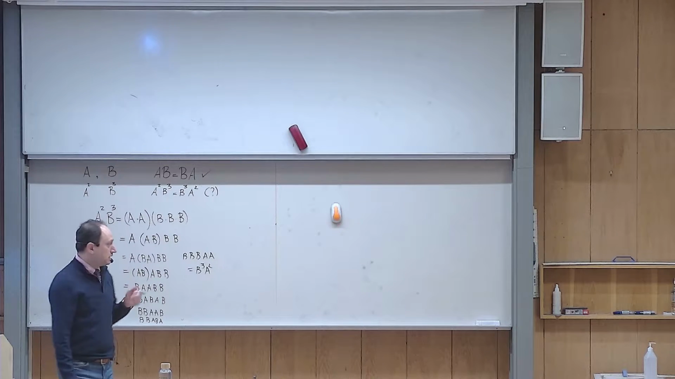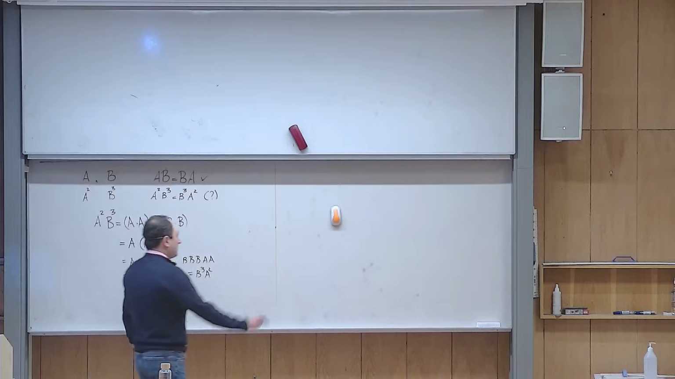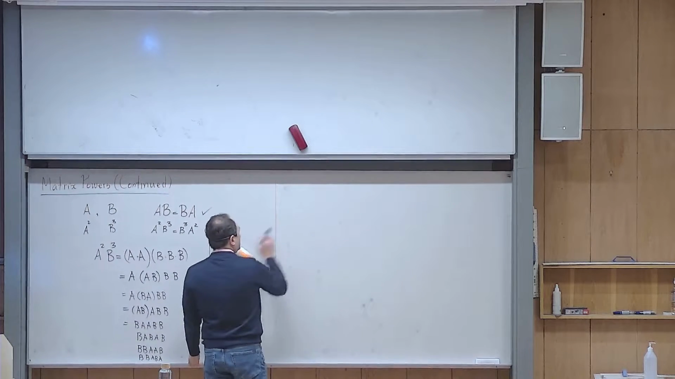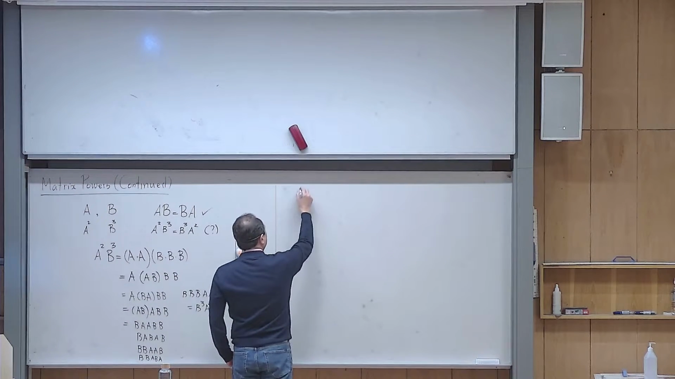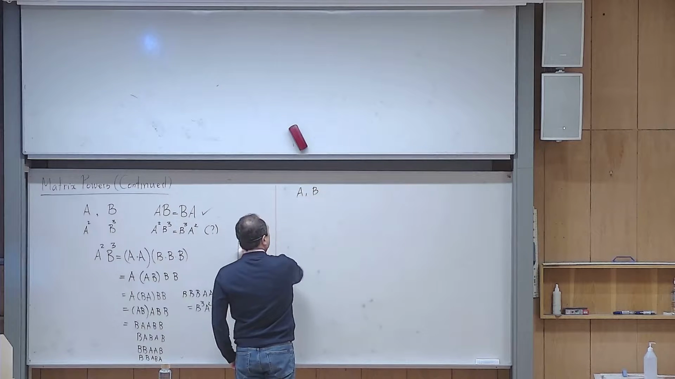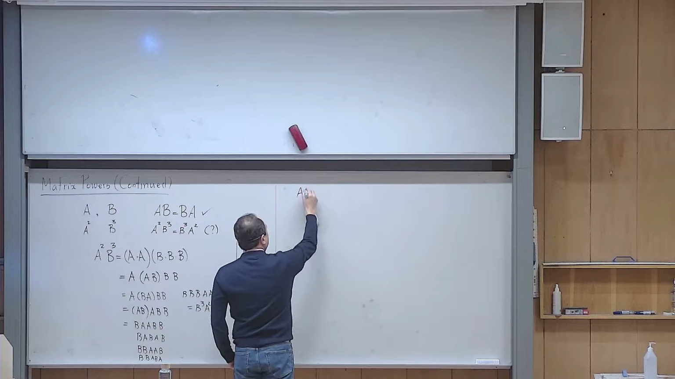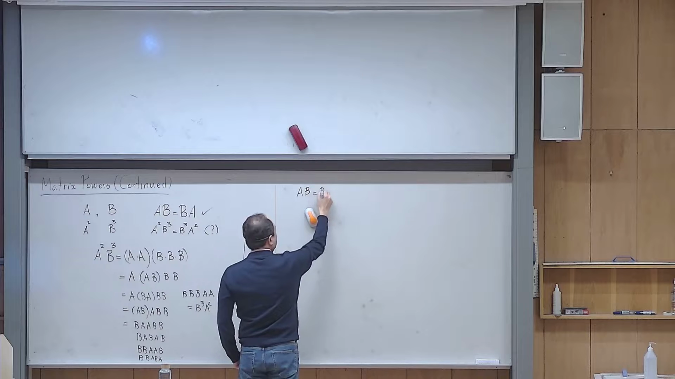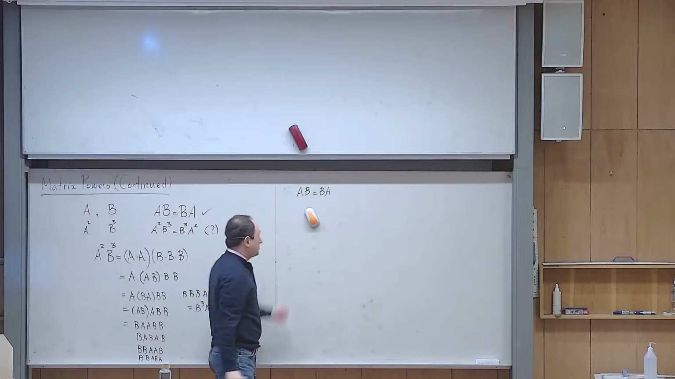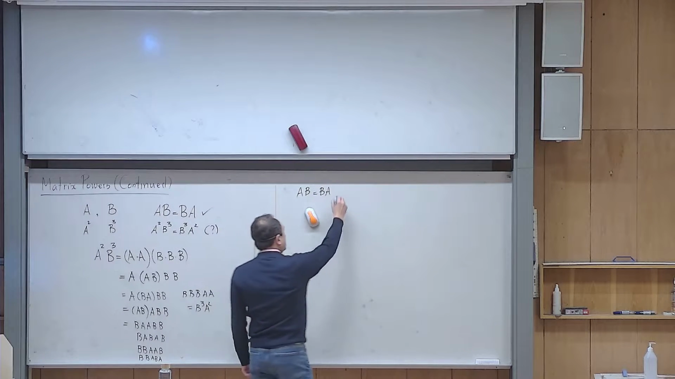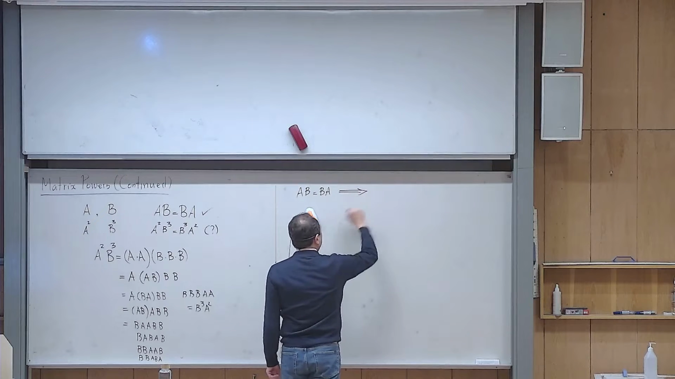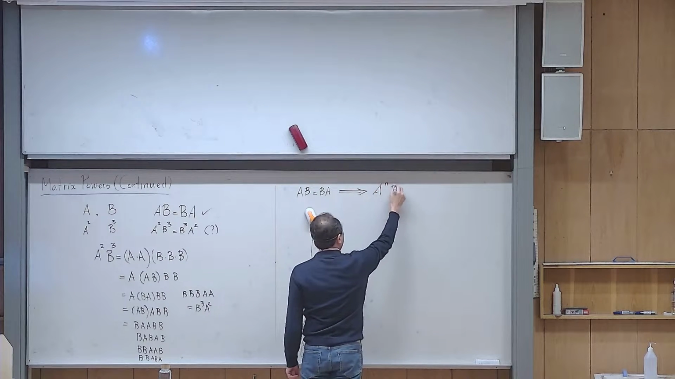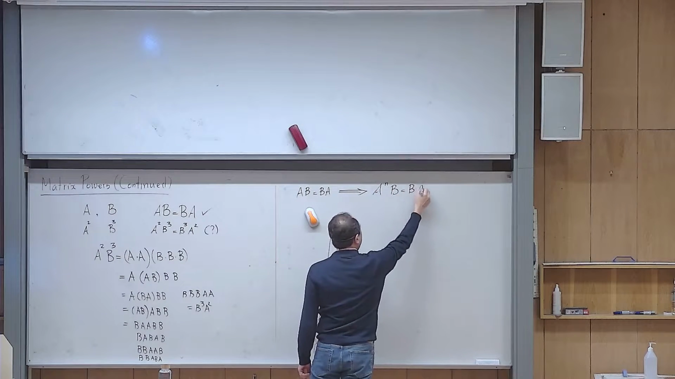Yes? So, but if you want to prove it in general, what do you do? You prove it like this. You would say that if you tell me A and B commute, then it means that this is the real proof. Then it means that AB is equal to BA. So you tell me this is true. But then I will prove that A to power n times B is B times A to power n.